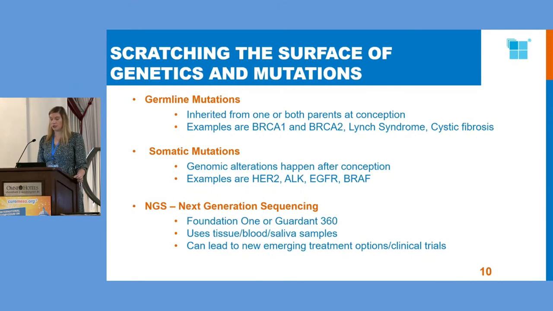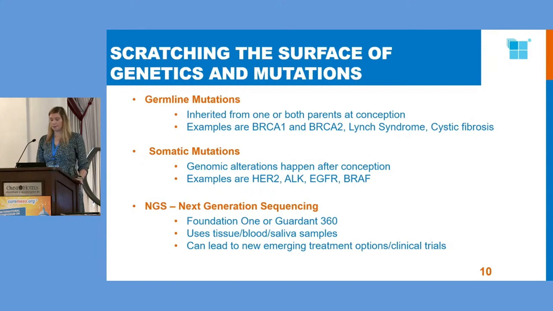Somatic mutations are genomic alterations that happen after conception. So examples are HER2, ALK, EGFR, BRAF. This is the mutations within your cancer cells. It is not something that you get from mom and dad. It's not something that you can pass on to your kids.